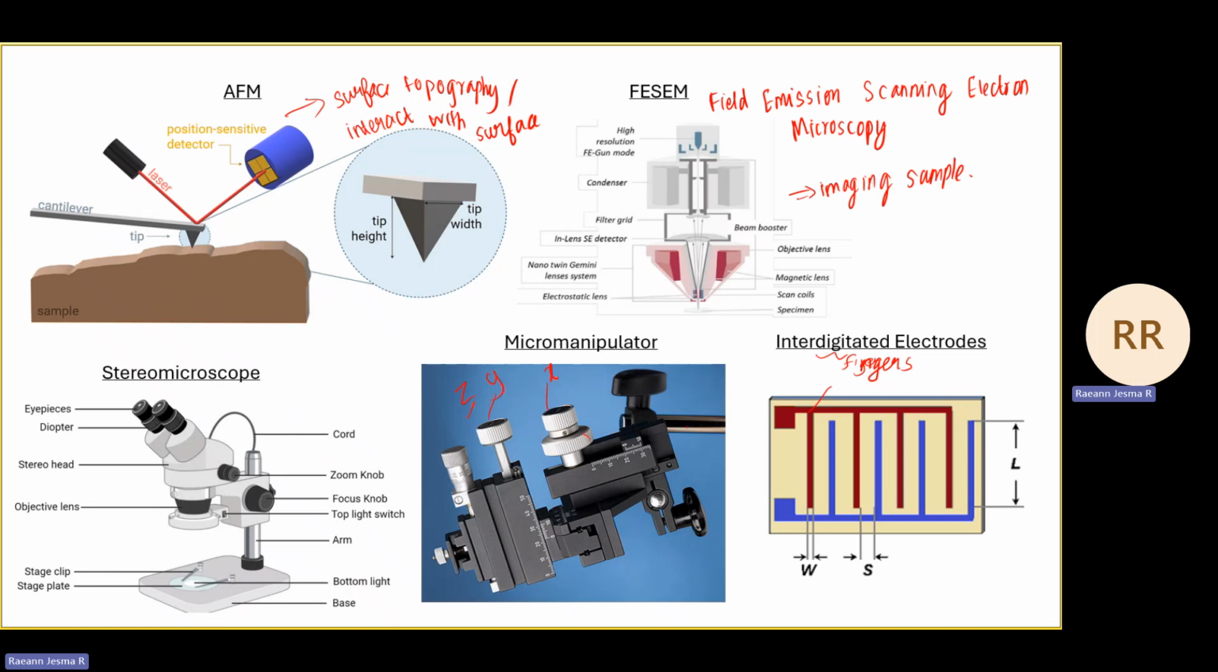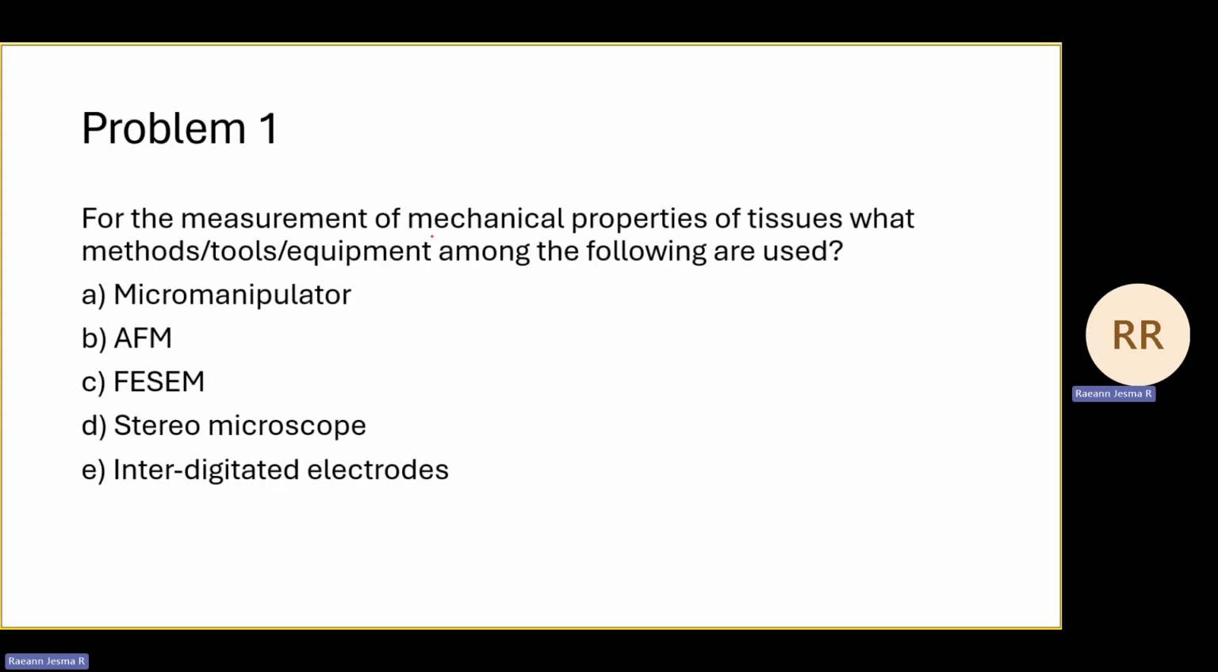So what do you think is the correct answer? Among these options, which option do you think you can use? Here what you want to measure is mechanical properties, right? And you would have learned in previous lessons that the mechanical property that we measure is the stiffness.